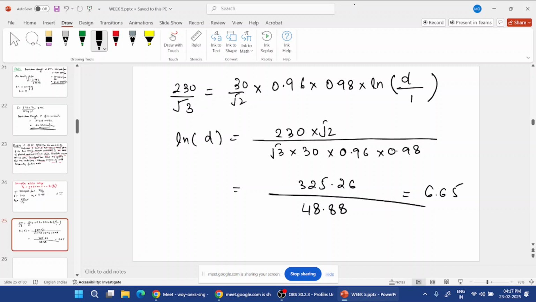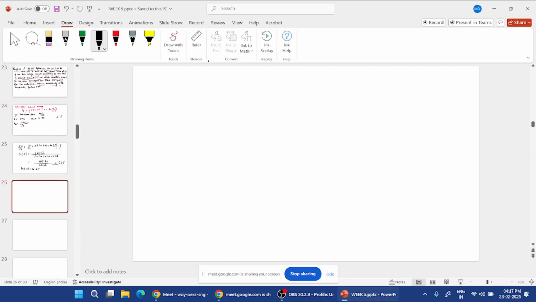So log D will come out to be 6.65. If we take the inverse, D will come out to be e raised to the power 6.65, which is 772.78 centimeters. If we divide it by 100, it is 7.72 meters.